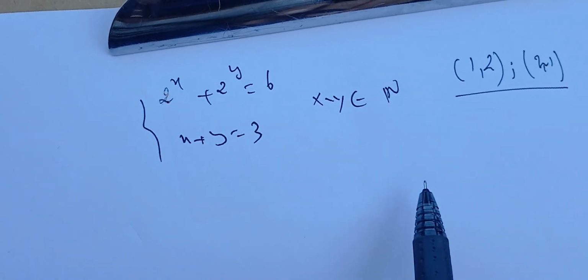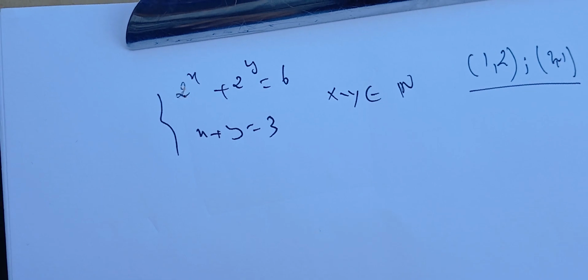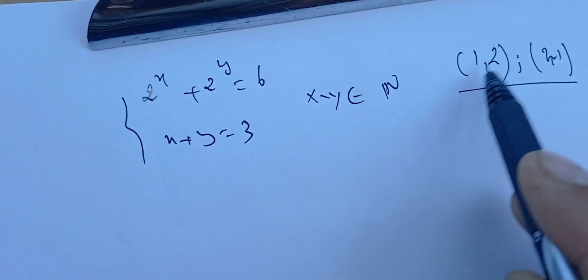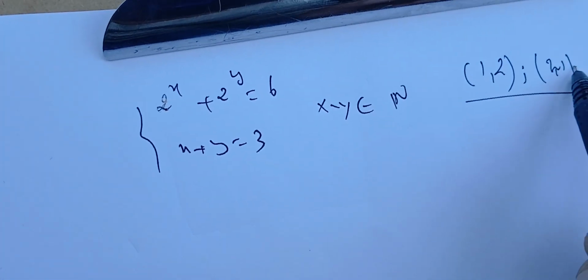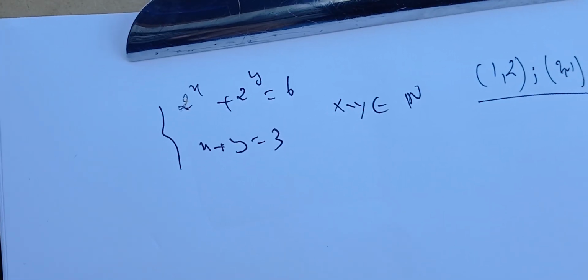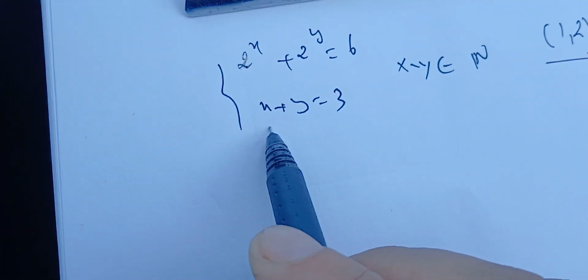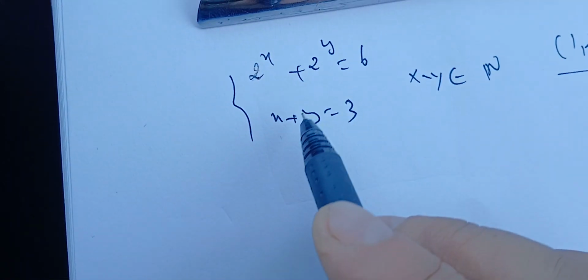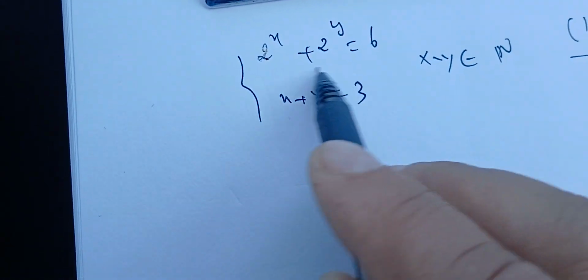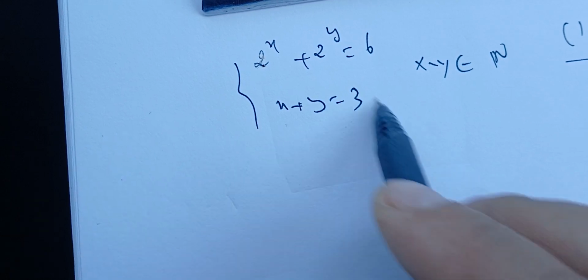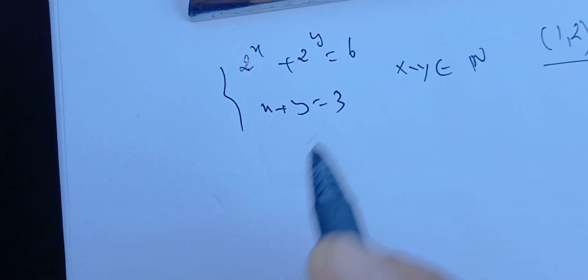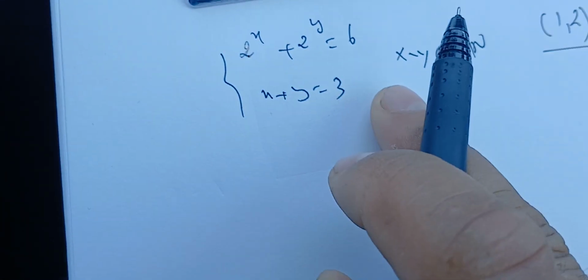In our first video, we solved this system. We found that (1, 2) and (2, 1) are the solutions for this system. Now we're going to use the new technique. We're going to profit from this one here. We're going to raise this one to the power 2.